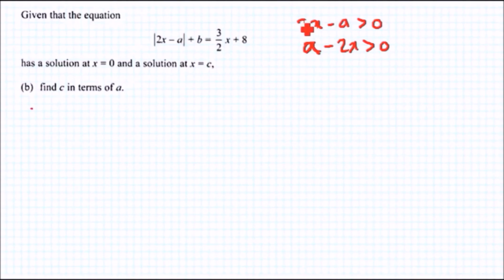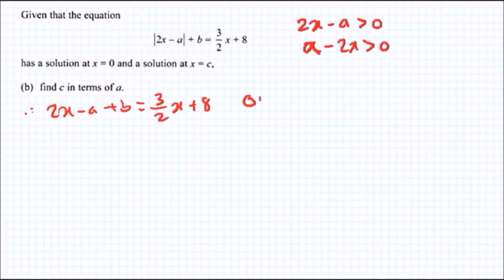So in general, we can say that the first equation could be 2x minus a plus b equals 3 over 2 x plus 8, or we could have the second case, which is a minus 2x plus b equals 3 over 2 x plus 8.